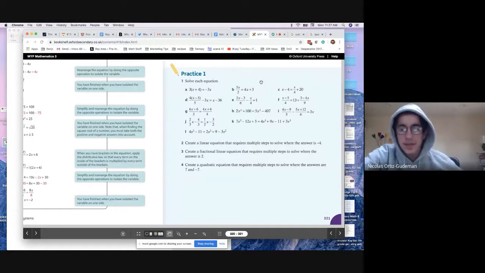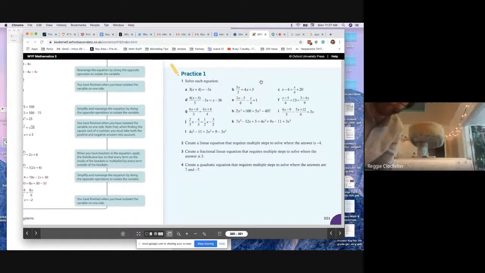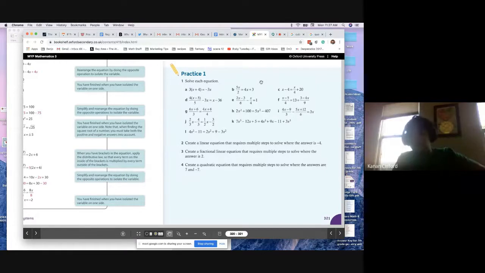Yes, it does make sense. Wait, Reggie, yes, can you repeat how the degree of the equation is related to the number of solutions?